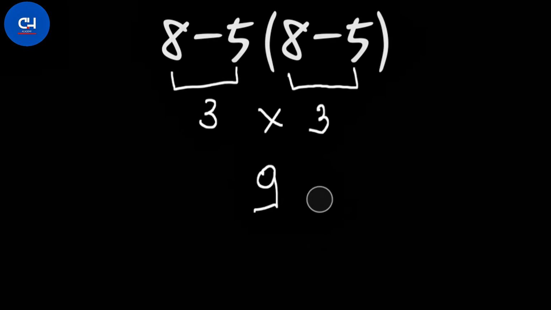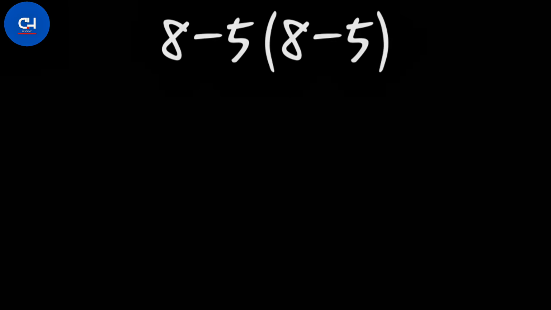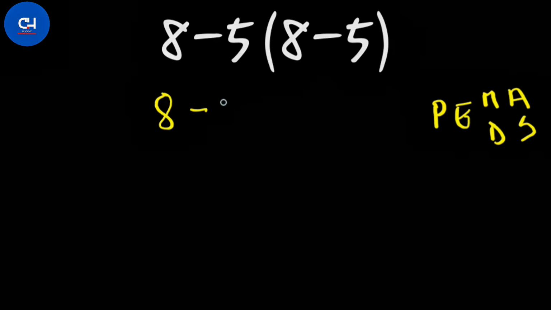Okay, to solve this, we're going to use the order of operations called PEMDAS: parentheses, exponent, multiplication and division, addition and subtraction. So here we have to start by doing the parentheses. So we'll copy this 8 minus 5 into, as we said before, we have to start by doing what is inside the parentheses. 8 minus 5 is equal to 3.